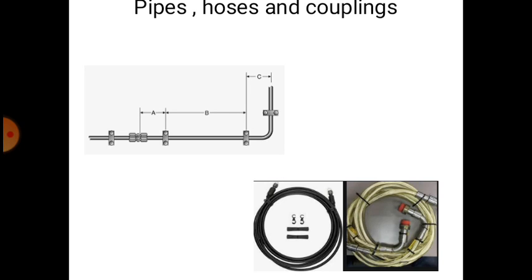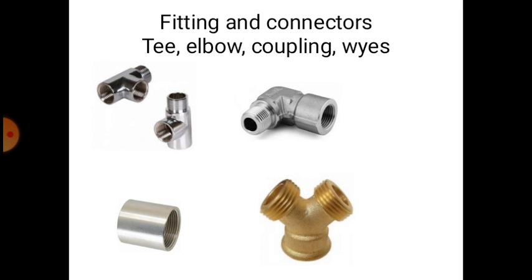Rigid pipes can be used, and flexible pipes like hoses can also be used to join the components. According to how the application requires, we are going to select the pipes and hoses. In the figure you can see the pipes and hoses. These are different types of fittings like T, elbow, coupling, vise. So these are the fittings and connectors.